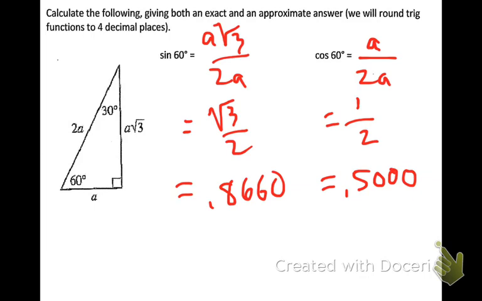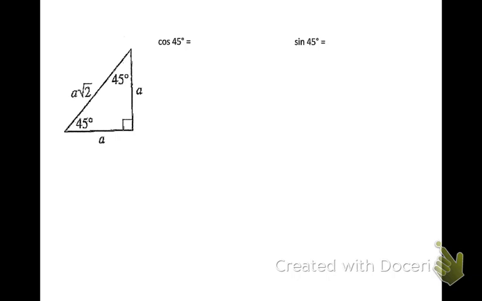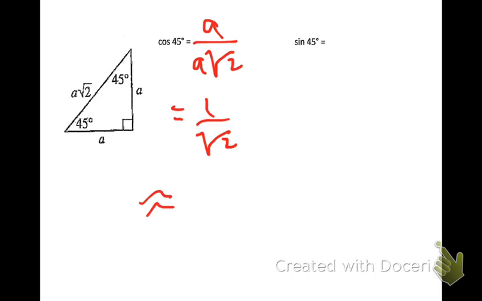Questions there? Okay. Calculate the cosine of 45 degrees. What would it be? Cosine of 45 degrees. Yes, Madeline. A over A radical 2. Yeah, it is A over A radical 2, which is equal to 1 over radical 2, which is approximately 0.7071.